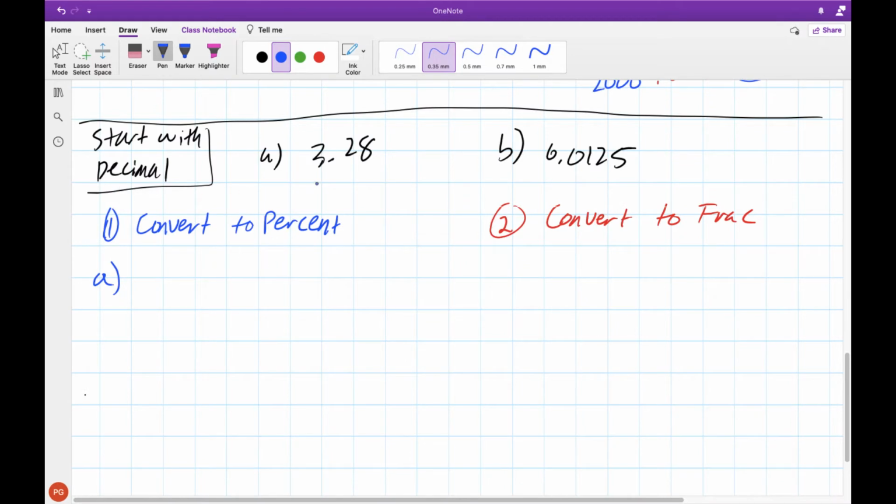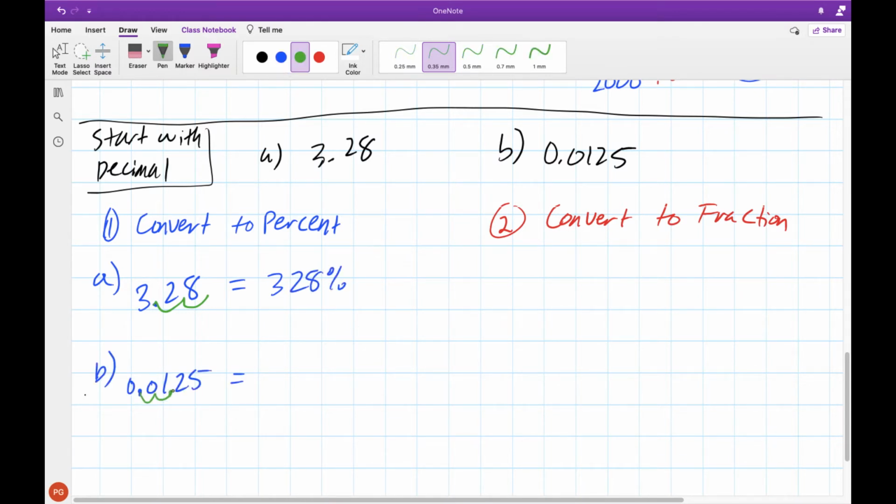Let's imagine we start with a decimal, say these two decimals, and we want to convert them to a percentage and to a fraction. So starting decimal to percentage, we did this last time, super easy. All you have to do is remember which way you move, 2 to the left or 2 to the right. In this case, when we go to a percentage, our number should be bigger, so we have to move to the right in order to make that happen. This would be 328%. Same thing for this one, move it 2 to the right here, we get 1.25%.